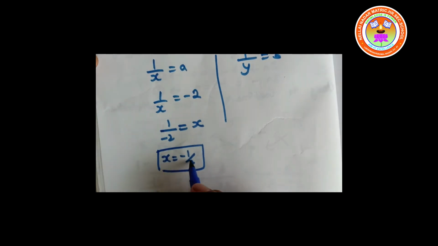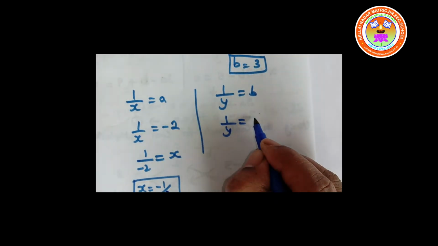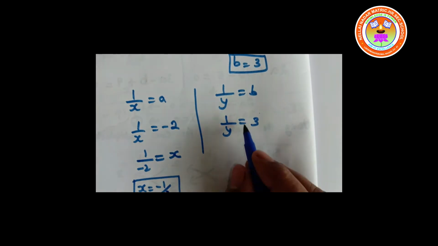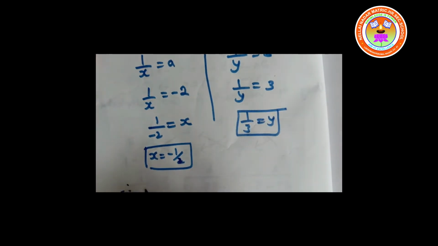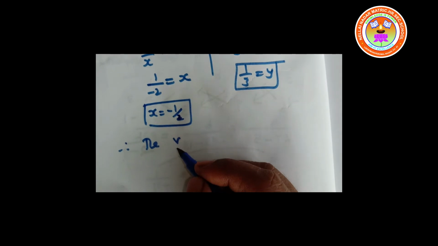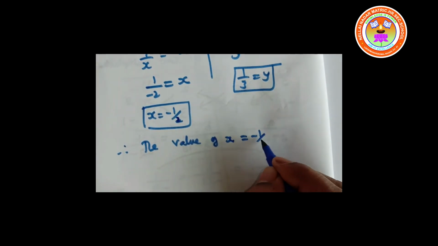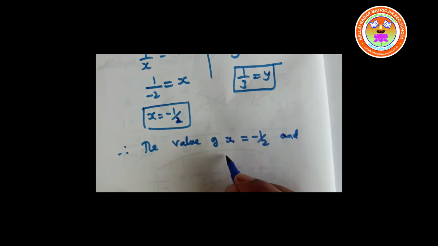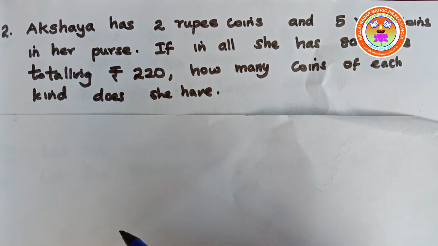It's clear, children? Now 1 by y equal to b. So 1 by y equal to, in the place of b substitute 3. So 1 by 3 equal to y, right? Therefore the value of x equal to minus 1 by 2 and y is equal to 1 by 3. It's clear, children? Question number 2.